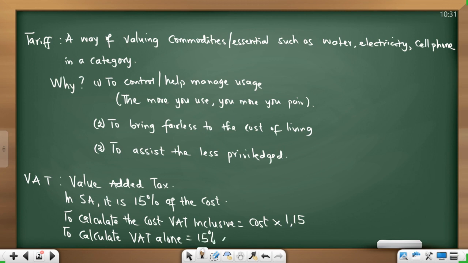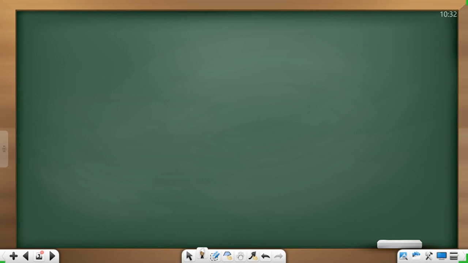15% times the cost itself. I want you to know when you use 1,15 and when you use 15%. Just going to explain that so that we don't get confused. So VAT, the full meaning of VAT is value added tax. For example, so you can pause the video if you still need to write, in case you're not done. Let's say something really costs 200 Rand. Now, what is the VAT on that?